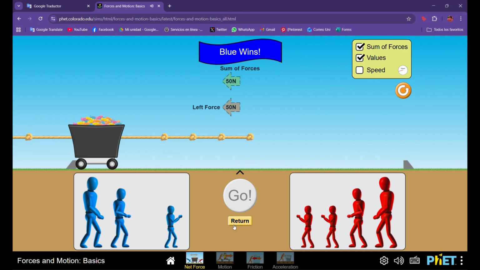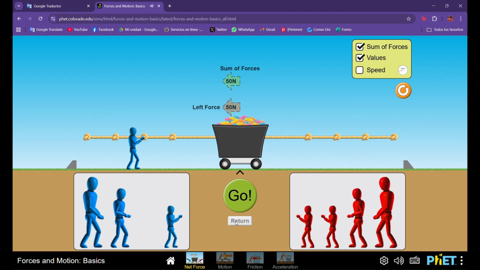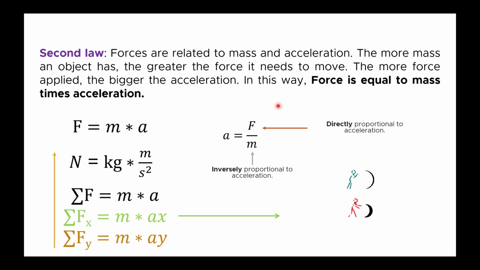When we have a zero net force, this means that there's no change in velocity. The object can be maintained at rest or at a constant velocity. Now there is Newton's second law. Newton's second law is the only one that is represented through a mathematical formula, which is force equals mass times acceleration.